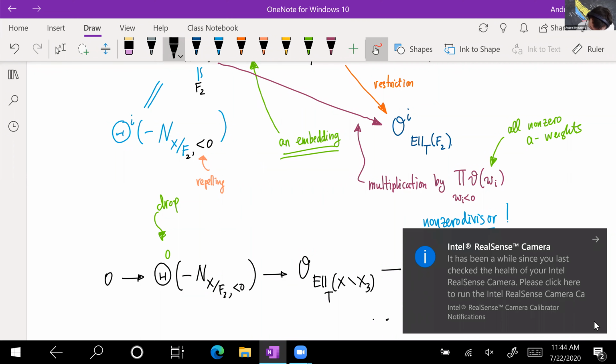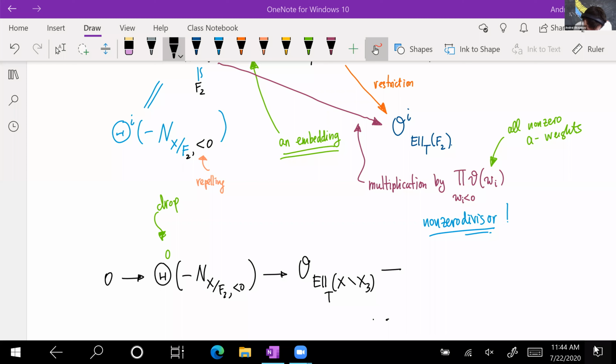Is there a way to remove that? I apologize. This is Windows. Okay, cool.